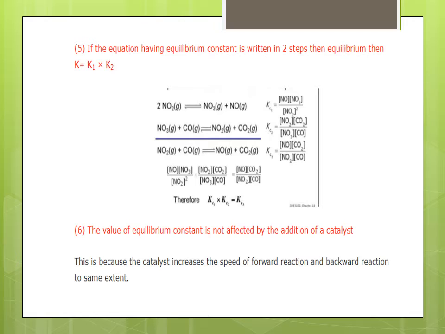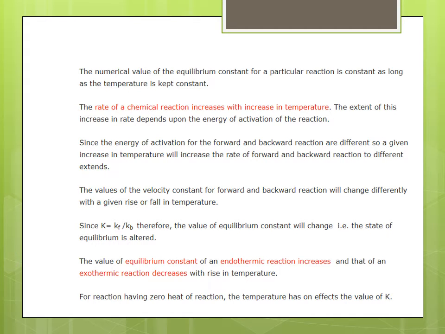Sixth point, the value of the equilibrium constant is not affected by the addition of a catalyst. This is because the catalyst increases the speed of forward reaction and backward reaction to the same extent. The numerical value of the equilibrium constant for a particular reaction is constant as long as the temperature is kept constant. The rate of a chemical reaction increases with increase in temperature.